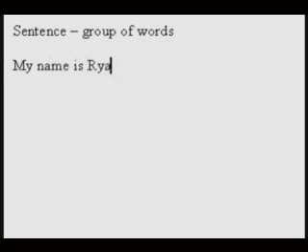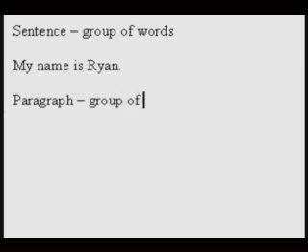Now, a sentence is a group of words. It begins with a capital letter and it ends with a full stop. A paragraph is a group of sentences. Now, a paragraph begins with an indentation, which is a space, and it has a number of sentences that are about the same topic.